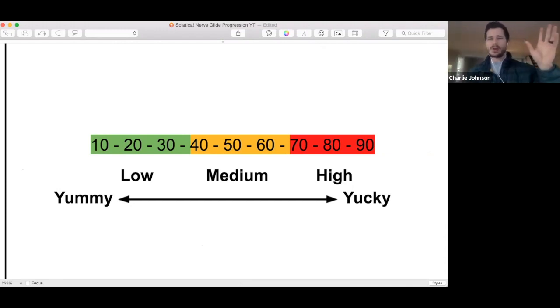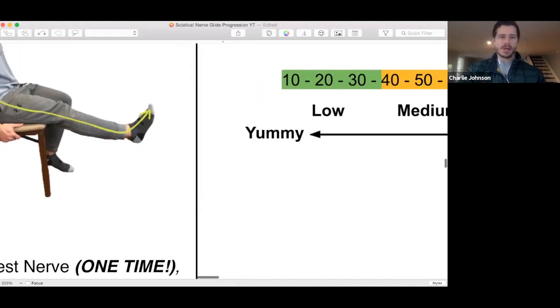Yummy is like, hey, no pain or problems, a yummy motion. A yucky motion is one that is painful for sure, numbness, tingling, threatening. As you do the leg raise on the not so good side, rate it low, medium, or high. If it's low, 10, 20, 30. If it's medium, 40, 50, 60. If it's high, 70, 80, or 90, and record that somewhere. So write it down so that you have it.